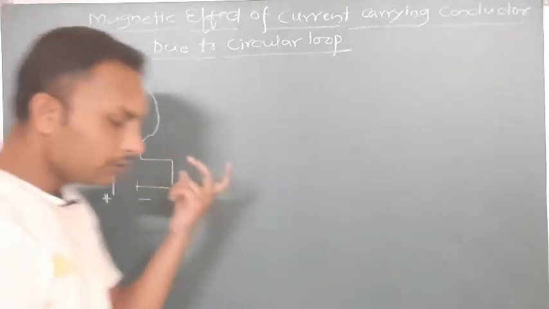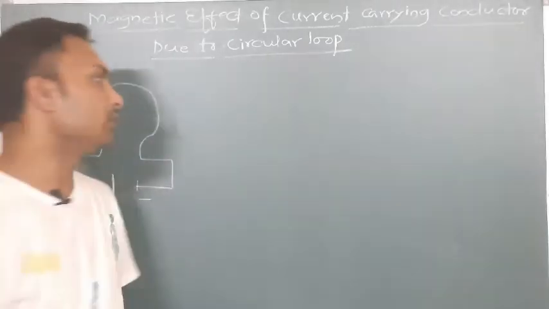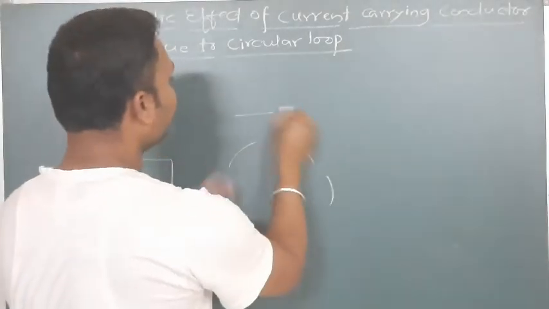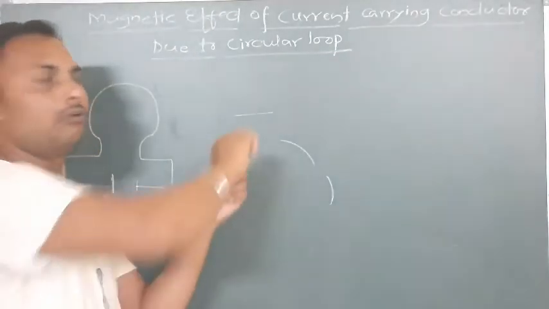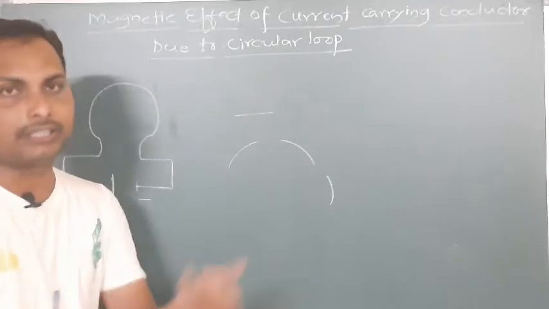So this circular loop is made up of many straight conductors. Do you agree or not? Yes, you will agree with this. You can take many straight wires. If we bend them like this, it is made up of straight conductors only.